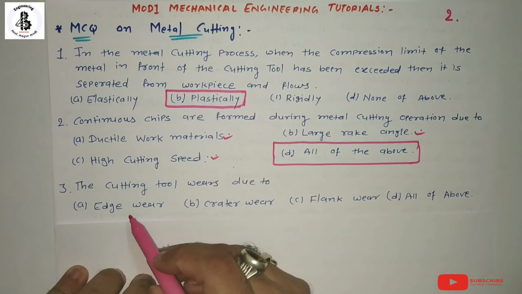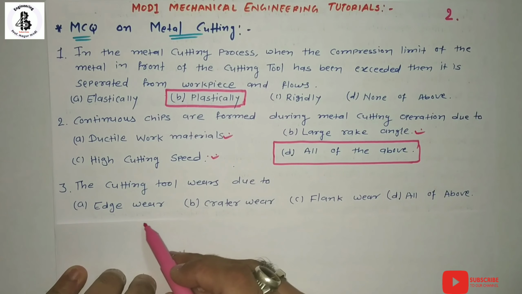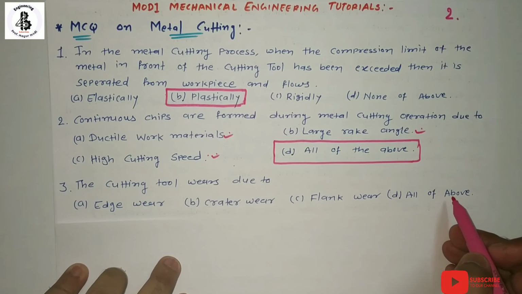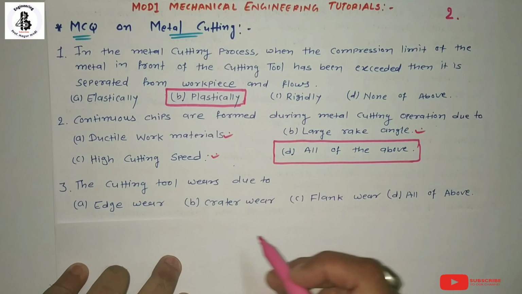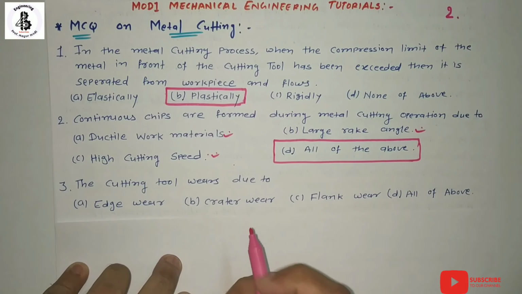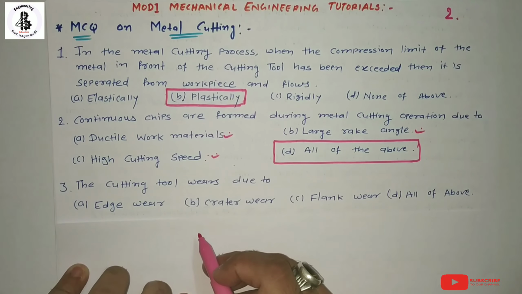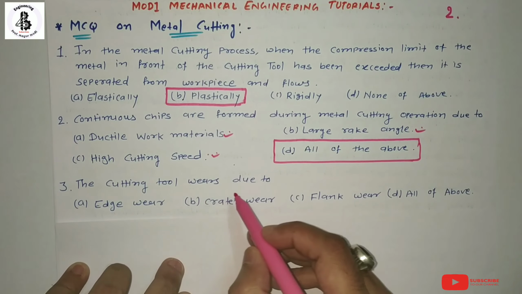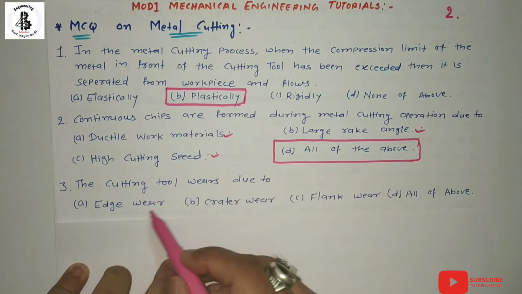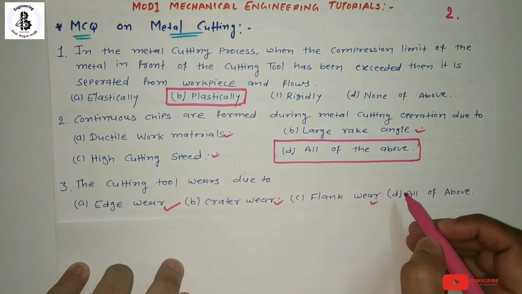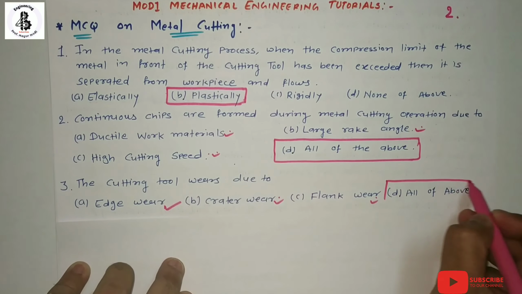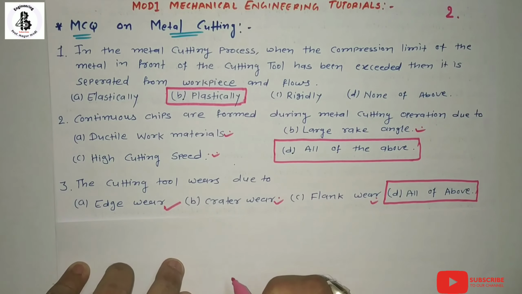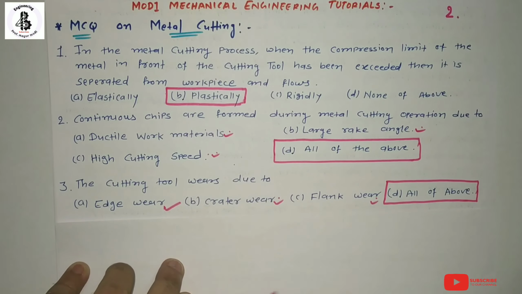The next, third one: the cutting tool wears due to, first one, edge wear, crater wear, flank wear, and all of the above. This question is also covered in my theory on types of wear. Basically, in the case of types of wear for cutting materials, it depends upon edge wear, crater wear, and flank wear. So for the cutting tool wears due to all of the above, that is, edge wear, crater wear, and flank wear, the answer is all of the above. These three are the types of wear in cutting tool materials. For the detailed study, the link will be given in my description.